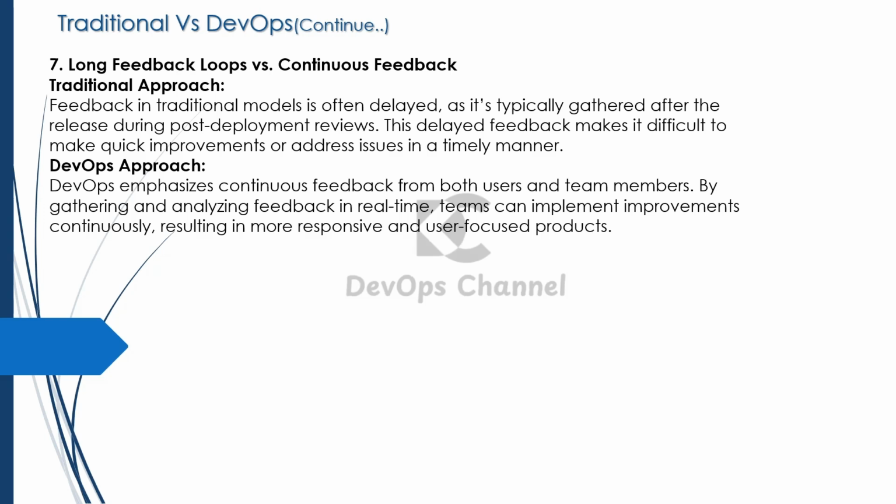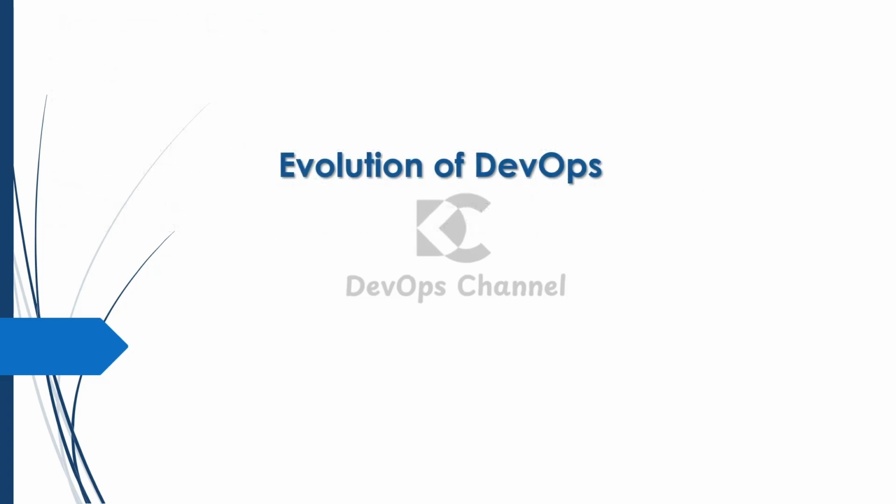I am hoping you have learned the seven key differences between traditional and DevOps, and we have also seen them with the help of a diagram. So let's move ahead, and in the next lecture we will learn about the evolution of DevOps, how it came into the IT world. Okay, till then, take care.